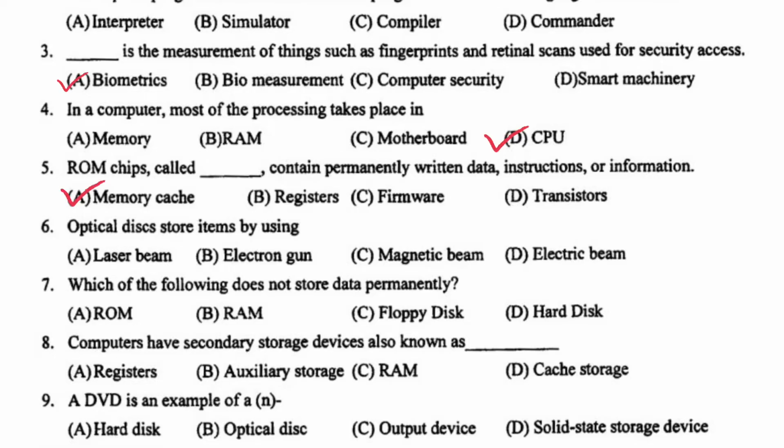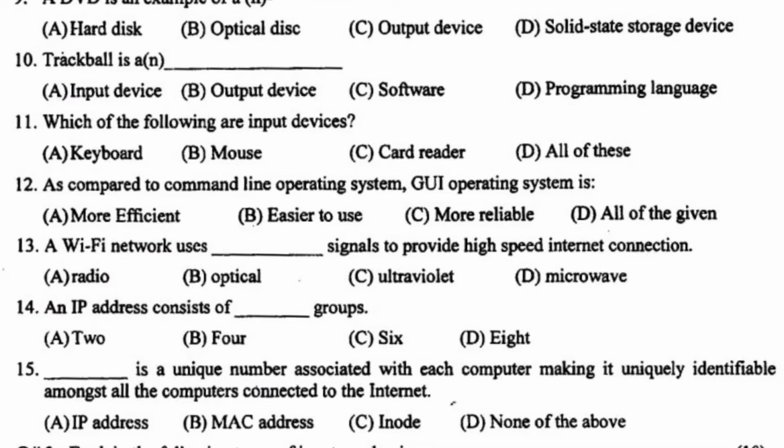Memory cache. Optical disk stores items by using laser beam. Which of the following does not store data permanently? RAM. Computers have secondary storage devices also known as registers. A DVD is an example of solid state storage device. Trackball is an input device. Which of the following are input devices? All of these. As compared to command line operating system, GUI operating system is all of the given.